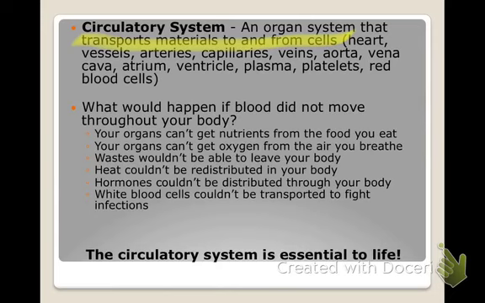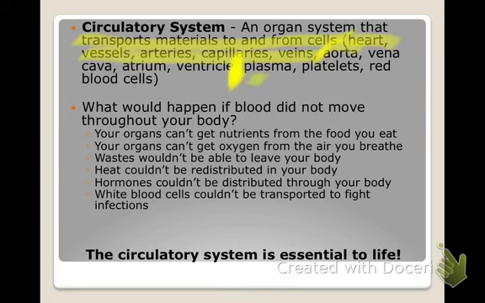So there has to be some kind of transportation system around our body that brings everything that our cells need and takes away the things that they don't need. Okay? So the circulatory system is made up of the heart, and your blood vessels: arteries, capillaries, veins. And then these things right here, the aorta, the vena cava, atrium, ventricle, those are different parts of your heart.